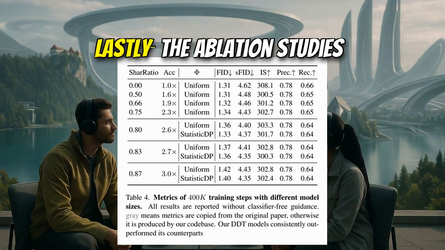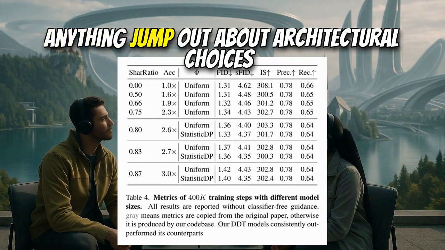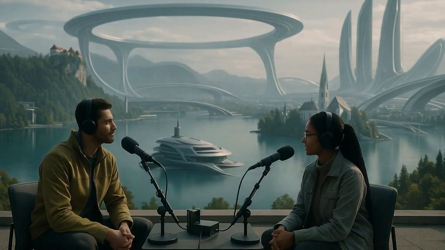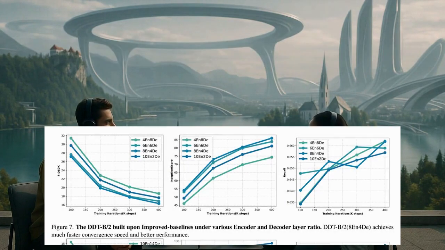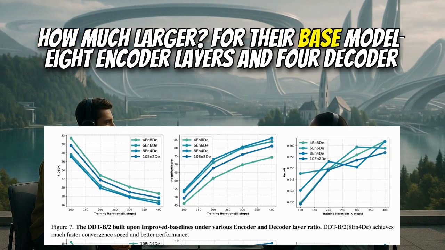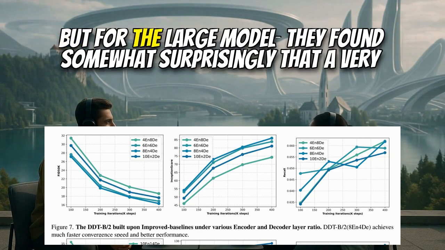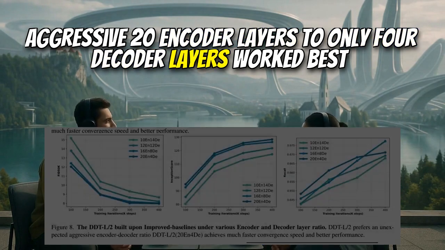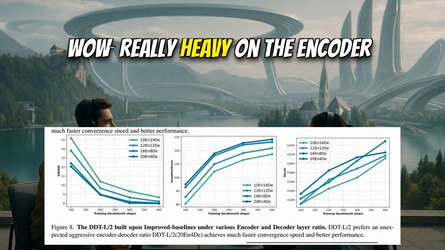Fantastic. Lastly, the ablation studies. Anything jump out about architectural choices? The encoder-decoder ratio was interesting. Figures 7 and 8 show their results. Generally, as the models got bigger, having a relatively larger encoder seemed better. How much larger? For their base model, 8 encoder layers and 4 decoder layers was good. But for the large model, they found, somewhat surprisingly, that a very aggressive 20 encoder layers to only 4 decoder layers worked best. Wow, really heavy on the encoder.